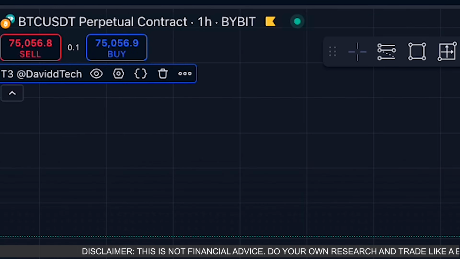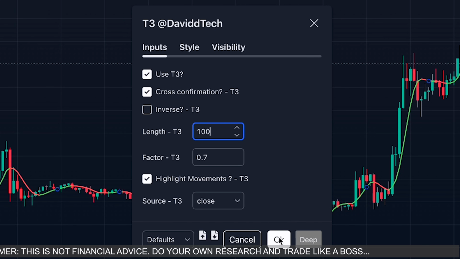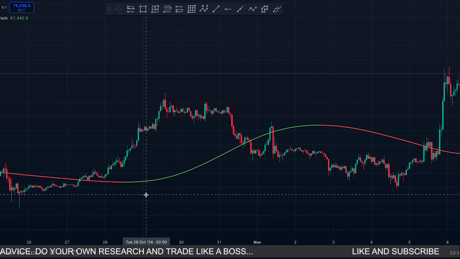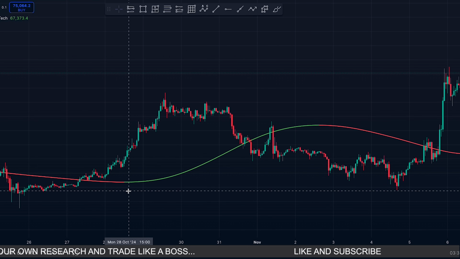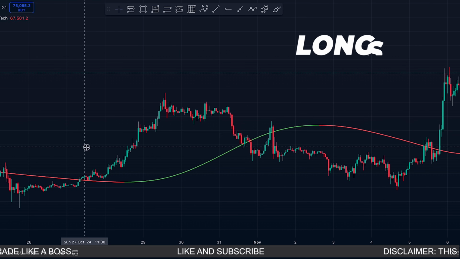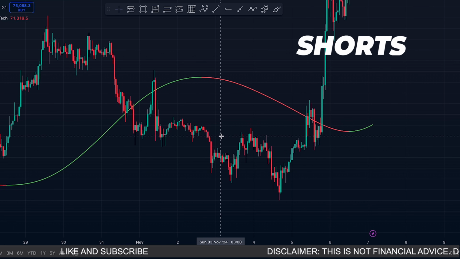Okay, so let's go over to the T3. We're going to set it to 100 as a length, giving us a longer term trend direction. We're going to click on that, and that's going to give us this. Now the T3 is absolutely brilliant at detecting trend direction. When the T3 turns green and price is above it, we're looking for longs. And when price is below and it is red, we're actually looking for shorts.